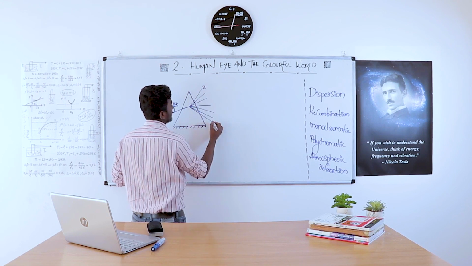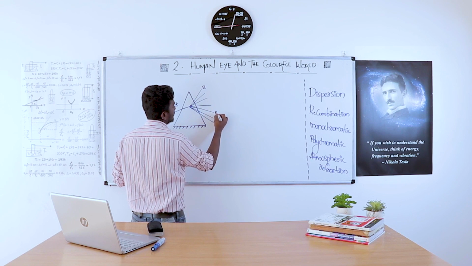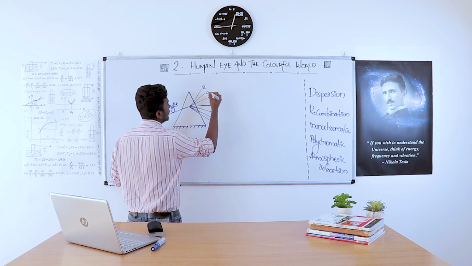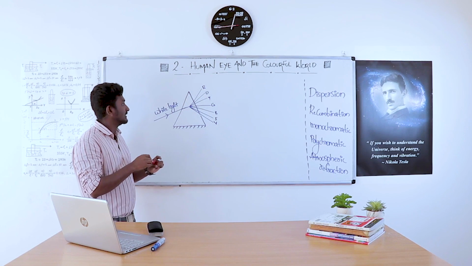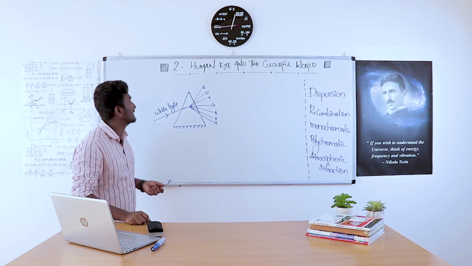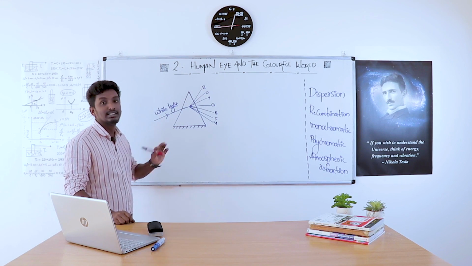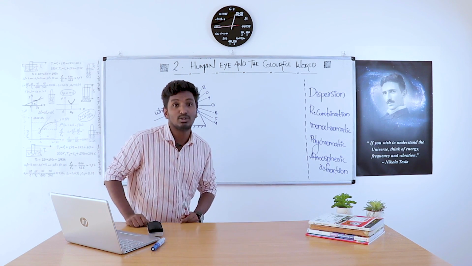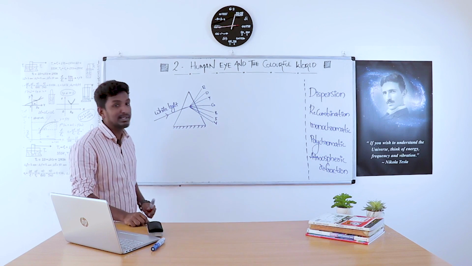So red, blue, green, yellow, orange, red. This phenomenon is known as dispersion. So what is dispersion? Splitting up of visible light into its constituent colors is known as dispersion.